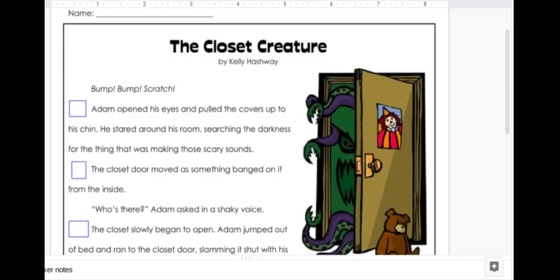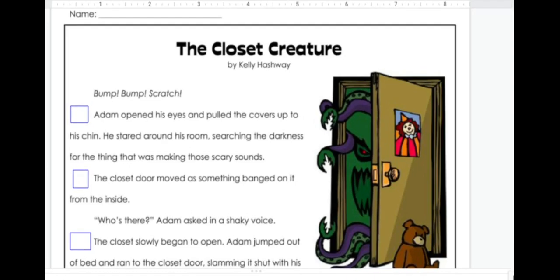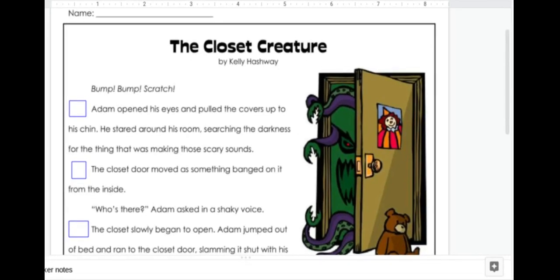Today on your reading assignment, you are going to be reading The Closet Creature by Kelly Hashway. While reading your passage, you will implement the reading strategy that I have taught you by using Unwrap. Before you begin using Unwrap, you are always going to look at the title and make a prediction. Remember that a prediction is an educated guess about what the article is about.